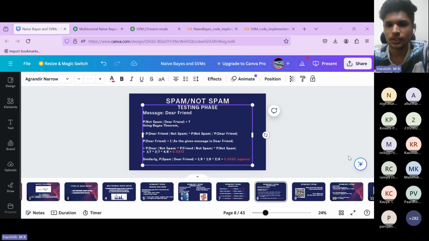Multinomial NB, yes, you can use it for multi-class classification also. In this example, we only used it for binary classification. You can check out how to do the multi-class classification also. It's quite similar.